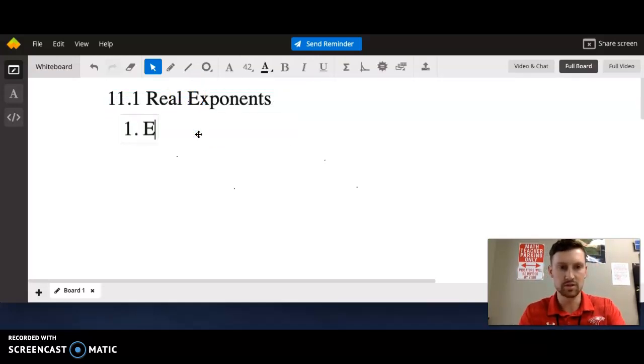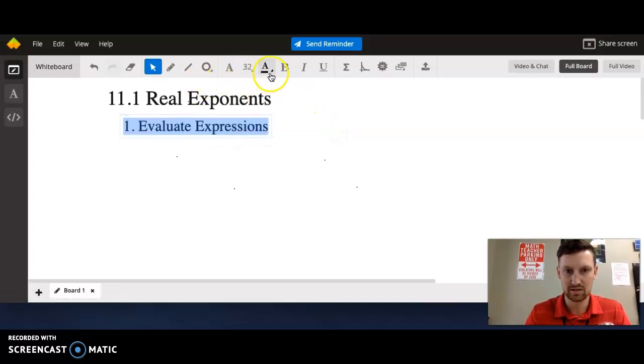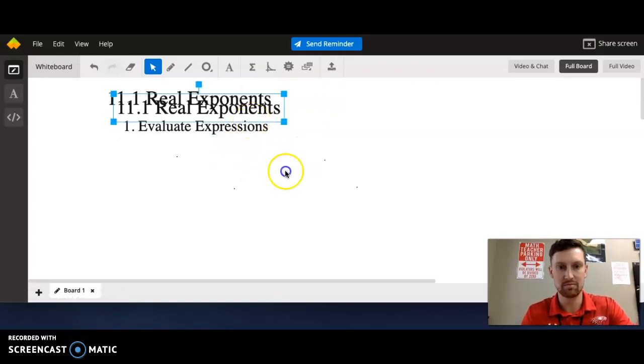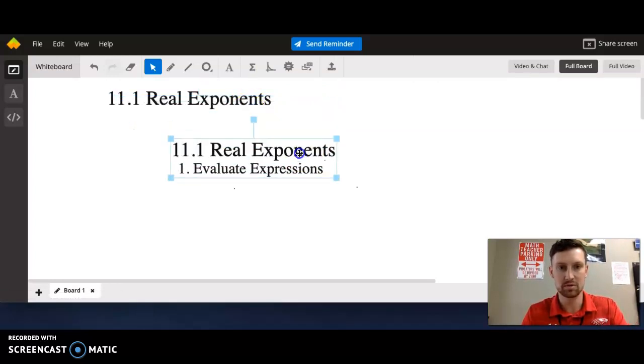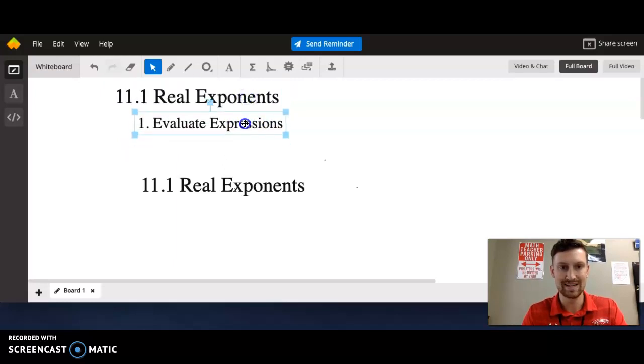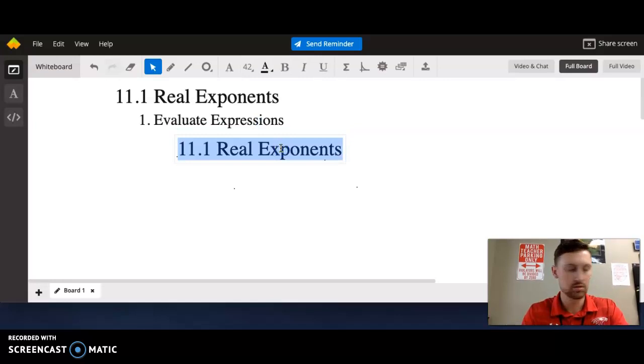All right, just one point. Evaluate expressions. We'll see how this goes. I'm going to try to type a lot of this rather than write it out with a marker. We'll do the marker for some problems, but I'm going to try to type a lot of it so that we can read it. Okay, here are two definitions, I should say. Properties of exponents.